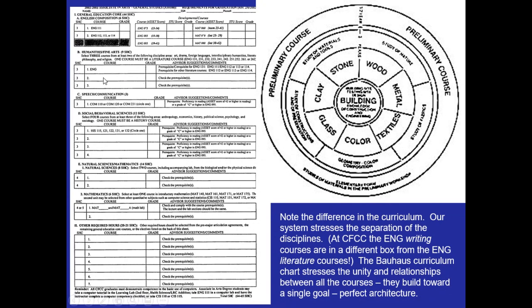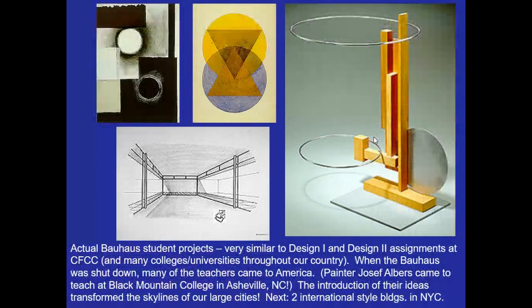We've talked a lot about history today when looking at architecture, but that goes in a different box. Real history goes in social science, not in humanities, right? So you can see how our system kind of breaks separate areas of knowledge apart, and you can see how the Bauhaus system is more about combining those aspects together.